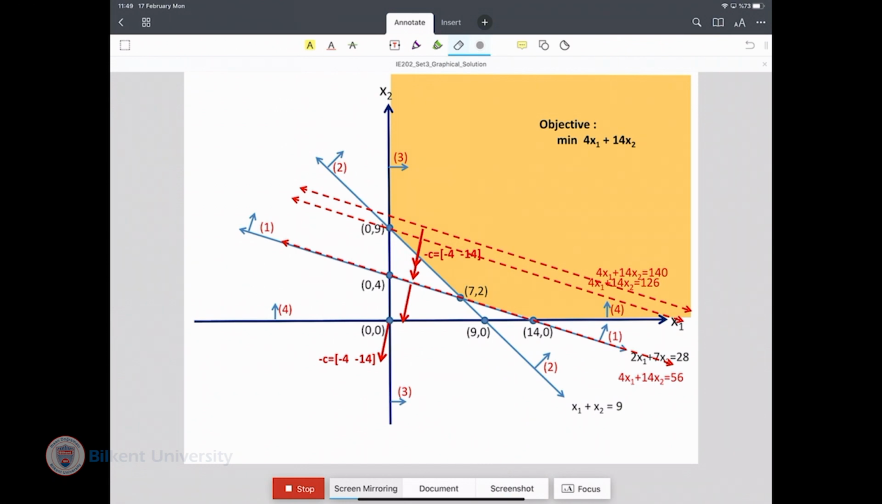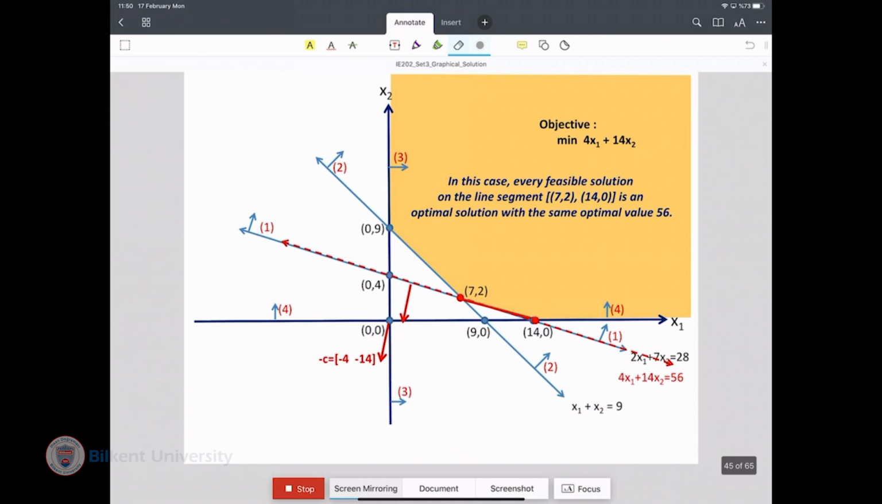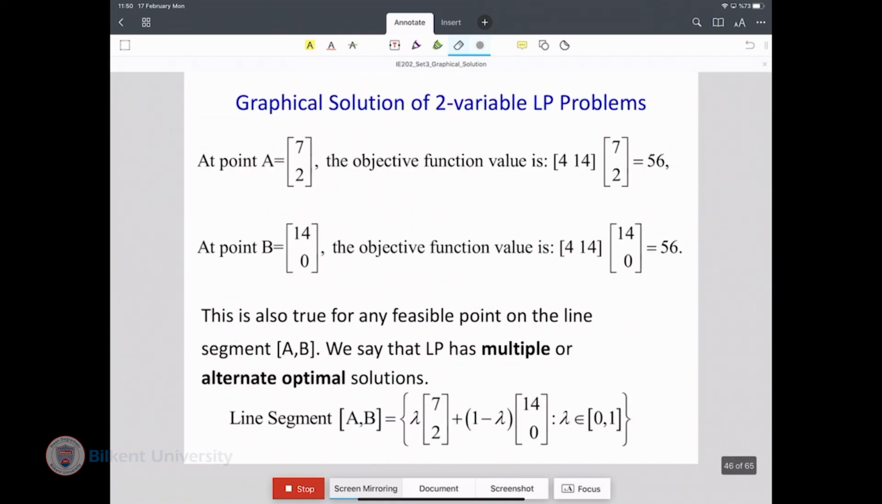What was this case called? Alternative optimum solutions. Thank you. Everybody's given the same optimum value. How do we represent alternative optima? This slide is new. You didn't have this last year. There are infinitely many optimum solutions, which give me the same optimal value, 56. Now, how do I represent that solution?